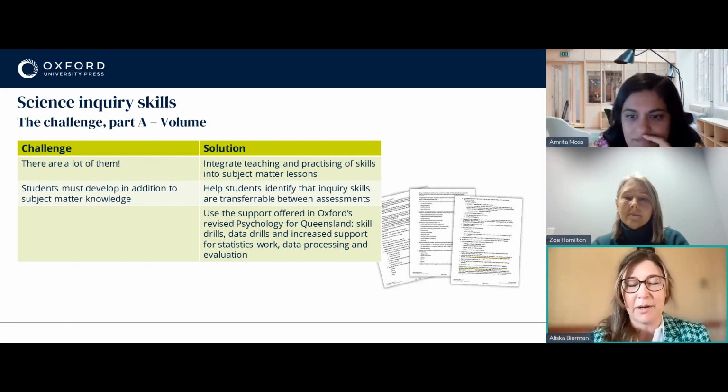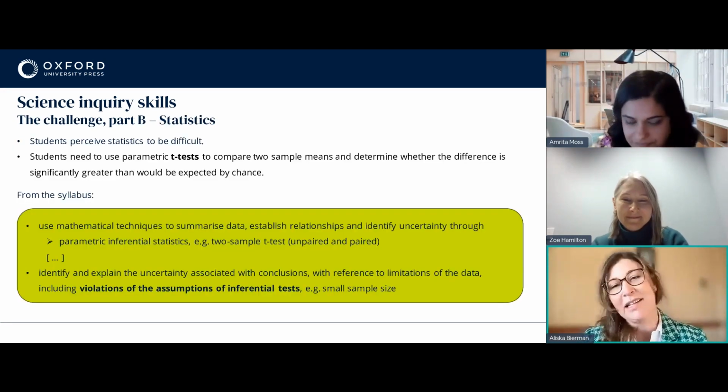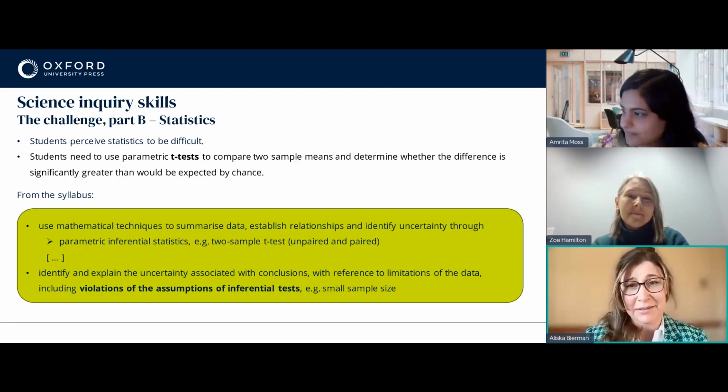And so to help that, one of the nice changes that Oxford has made is there are lots and lots of practice questions in each chapter of the textbook. So you will find skill drills and data test style questions at the end of each chapter that are then contextualized to the content of that chapter. We've also expanded chapter 1 and included a bit more information on statistics and resources to help teachers and students alike. So to that end, we decided to do an activity today based on statistics.